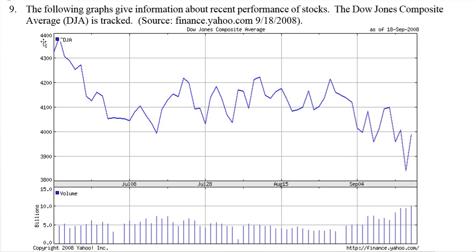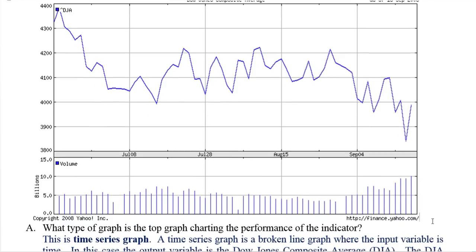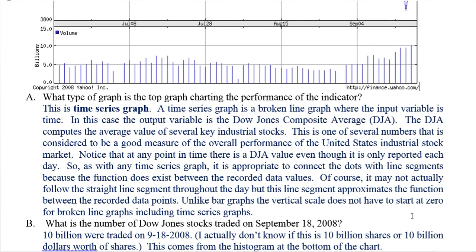Okay, so the one on the top, what kind of graph is it? Well, it's a time series. Okay, in fact, both of these have an input of time, and it's a broken line graph, time series graph. The one on the bottom is a histogram, where the input is by day. So it's a total number of, it's counts of how many stocks in terms of volume and dollars.